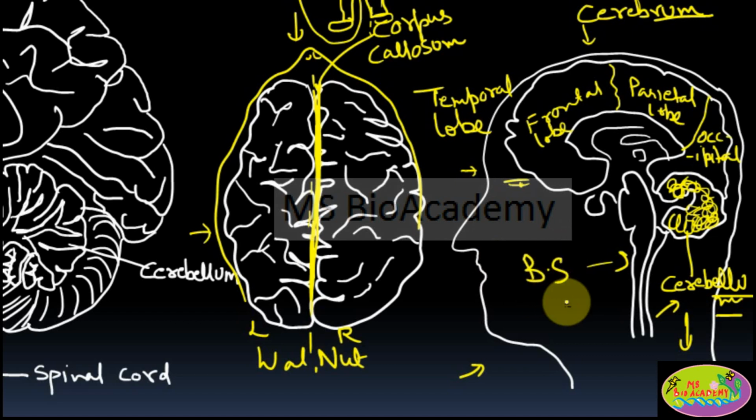Now the brainstem is basically involved in communicating with the rest of the body. Obviously the brain needs to communicate with the rest of the body. So how will it communicate? It is going to communicate through the spinal cord and through the cranial nerves. There are 12 pairs of cranial nerves which originate from here, and that's how the brainstem is able to communicate with the rest of the body.